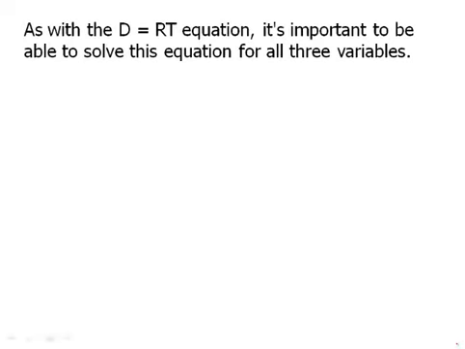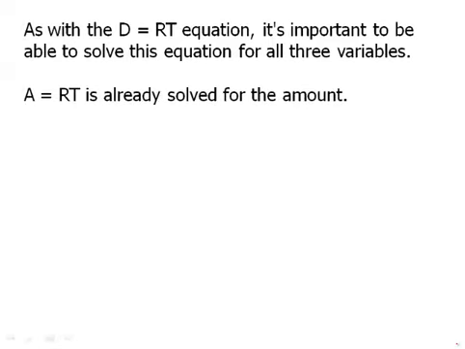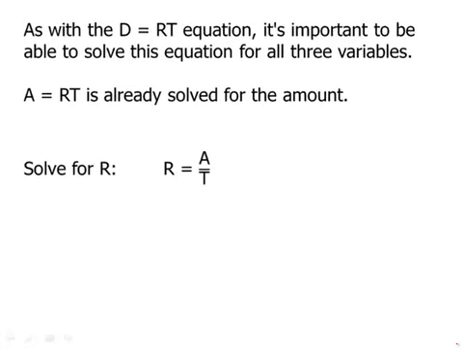As with the d equals rt equation, it's important to be able to solve this equation for all three variables. A equals RT is already solved for the amount. If we solve for the rate, that would be rate equals A over T. Or if we divide by R, then we'll get the time equals the amount divided by the rate. And just as it's important to switch between those three forms for the d equals RT, it's also important to switch between these three forms for the A equals RT.